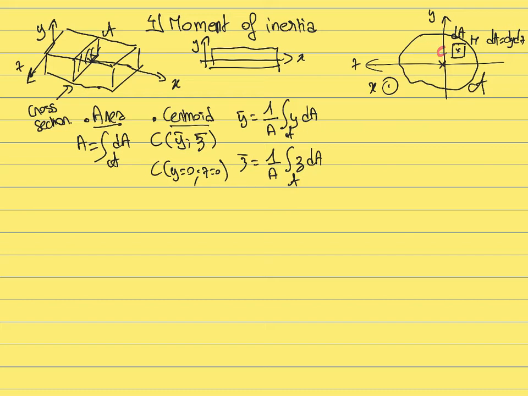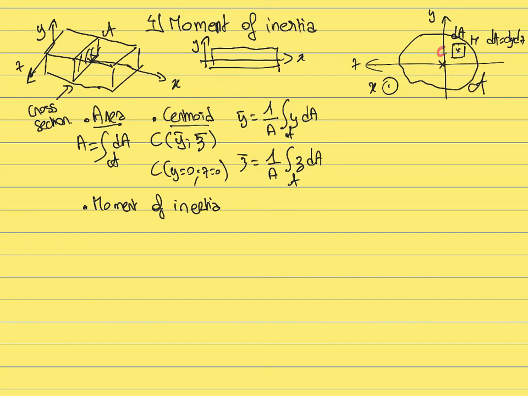So now that we have the area and the centroid, now we can calculate the moment of inertia of this cross section. When you calculate the moment of inertia, there are two possible moments of inertia that you can calculate for a given surface. You can calculate the moment of inertia about the y-axis, or about the z-axis.